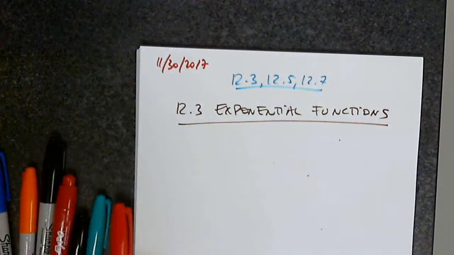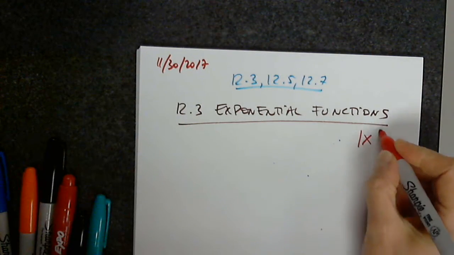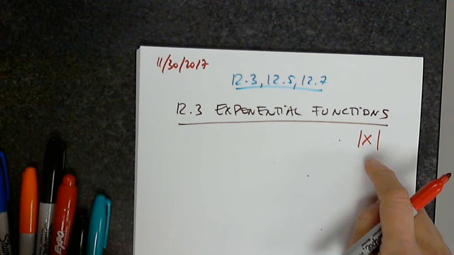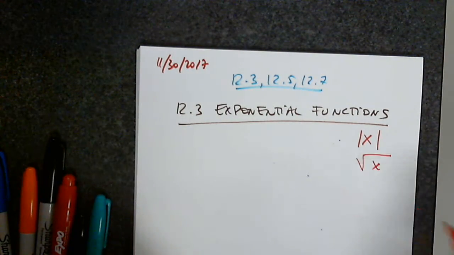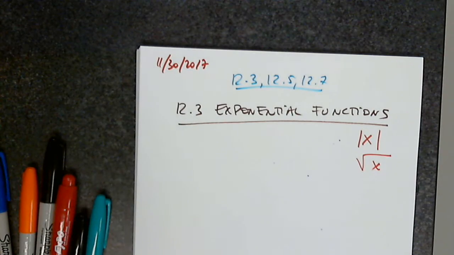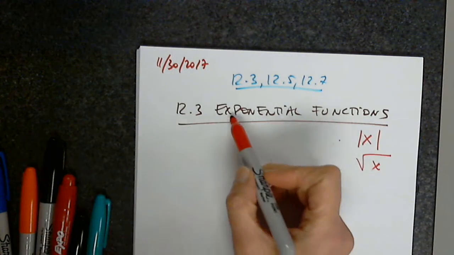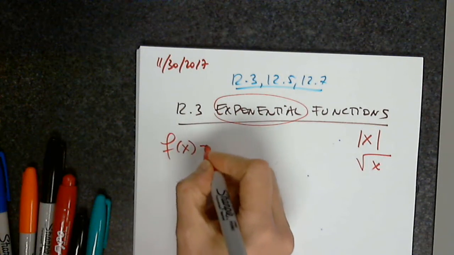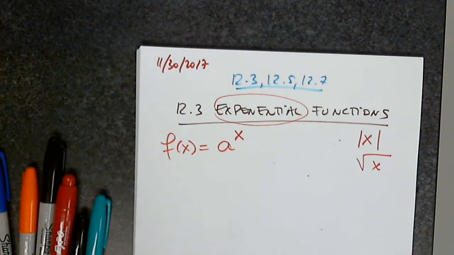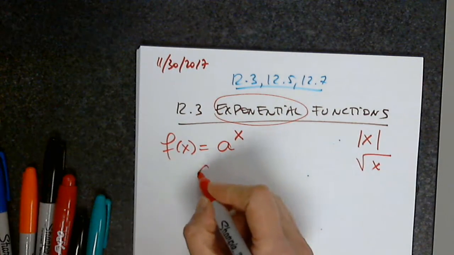Now, why do you think this function is called exponential? Why do you think this function that I haven't even presented to you is called exponential? The exponent is the variable. Exactly. So this is how the exponential function looks. And what is a? A is a constant. A is not a variable. So a is the base.